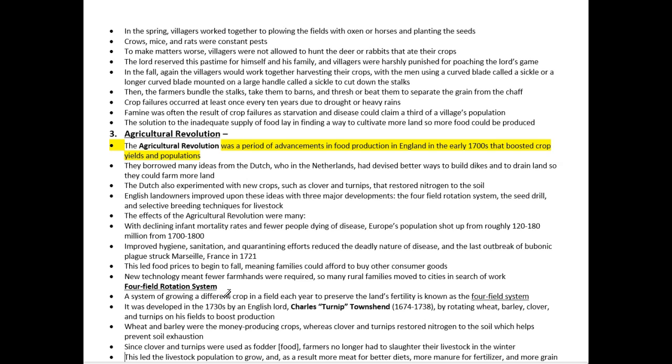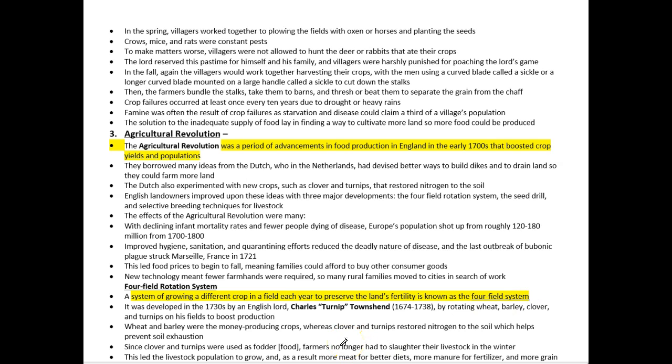The four-field rotation system. A system of growing different crops in a field each year to preserve the land's fertility is known as the four-field system. So let's go ahead and highlight all of that again, because that's an underlined term, so still important.